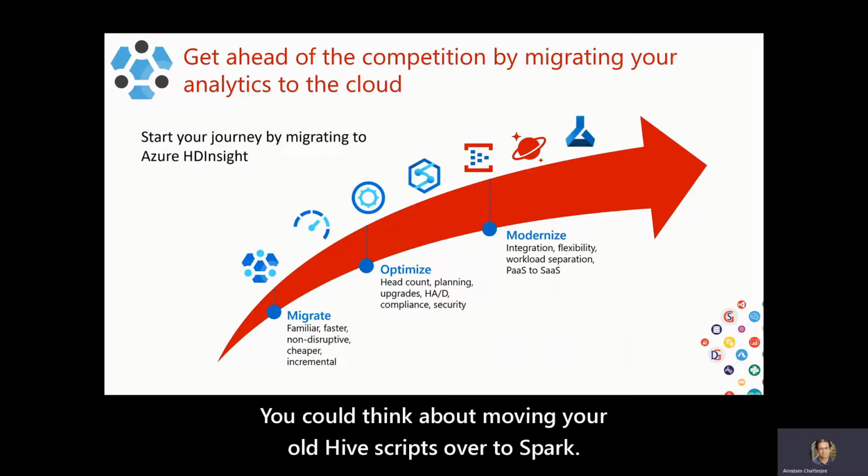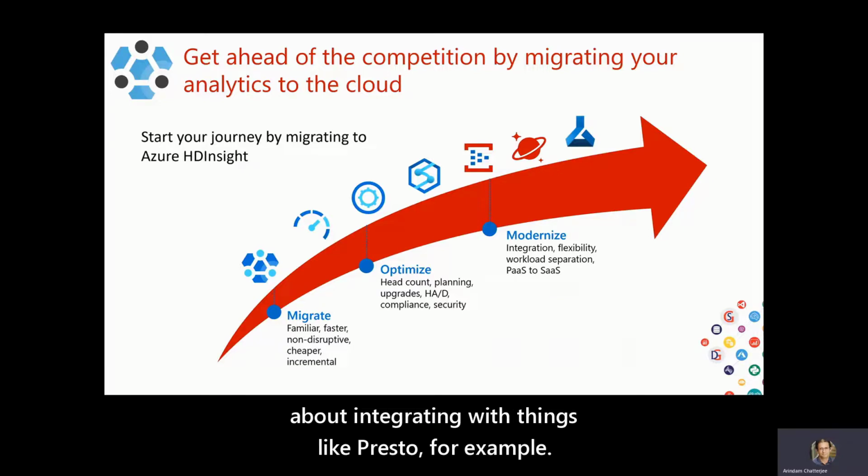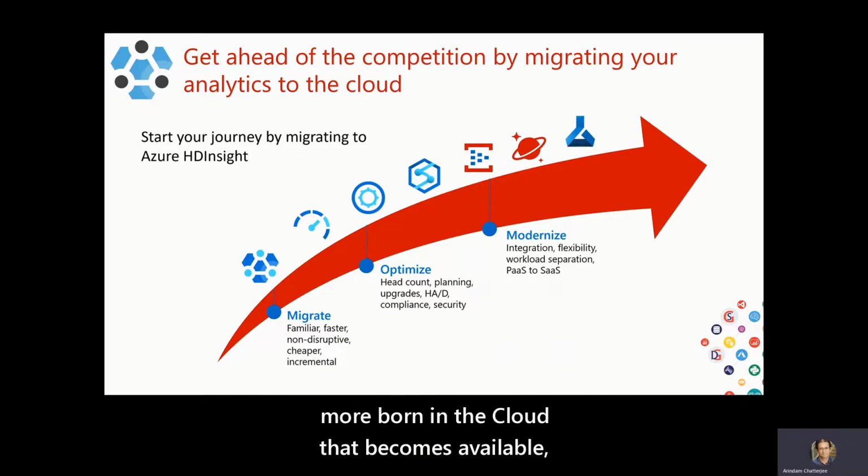You could think about moving your old Hive scripts over to Spark. You could start thinking about integrating with things like Presto, for example. So the newer projects that are more born in the cloud become available. So now you can think about moving it and taking advantage of those kinds of capabilities.